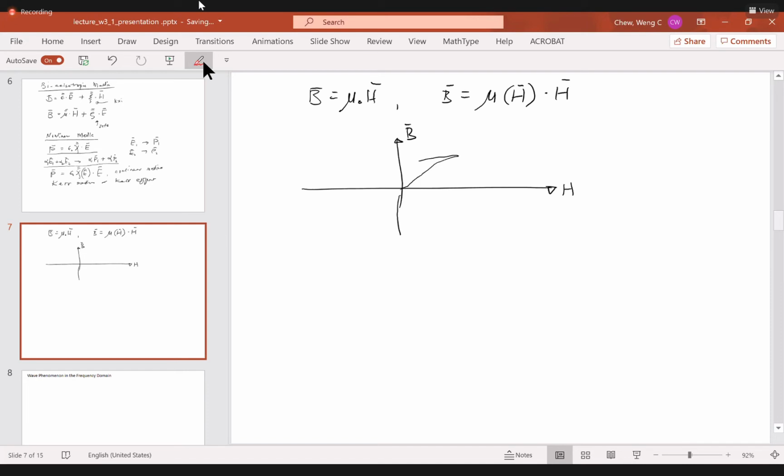You probably have seen this in your undergraduate course. If you increase magnetic field, the B flux would go backward in this direction, and this is called a hysteresis loop. And this is very important in power engineering. You can show that the area under the hysteresis loop is the power loss. Any questions before we move on?